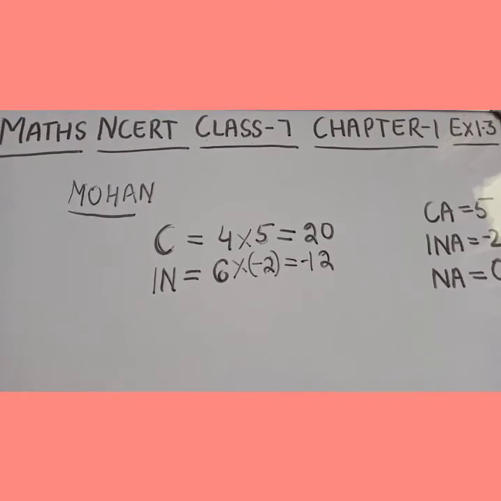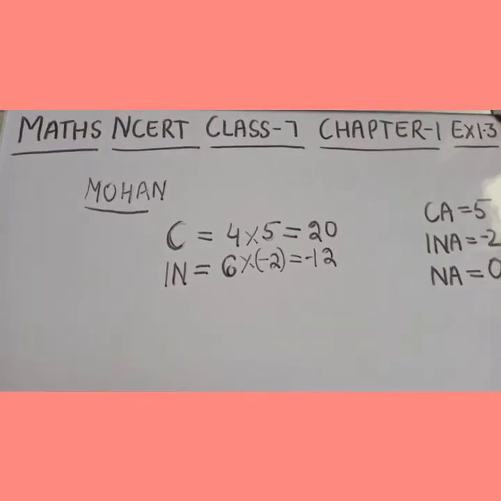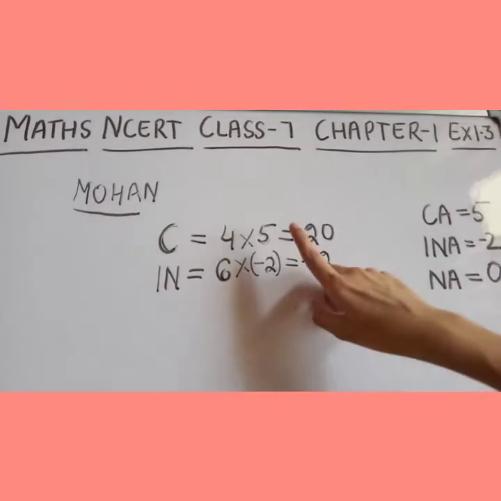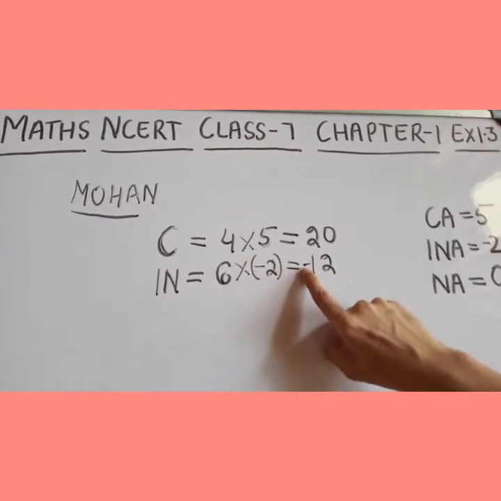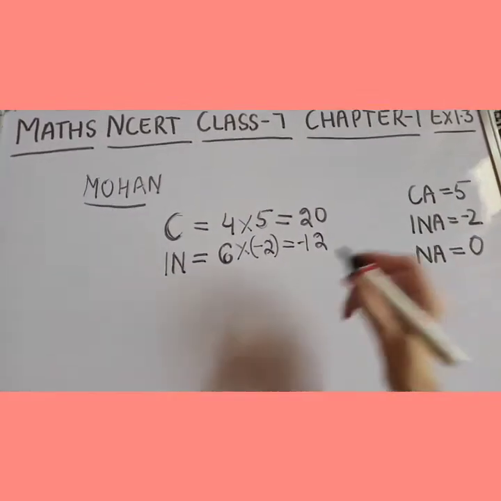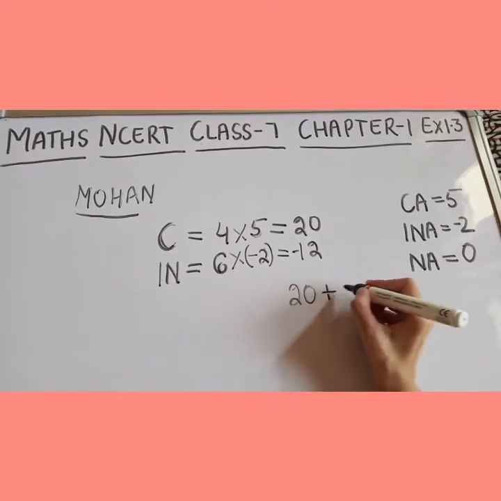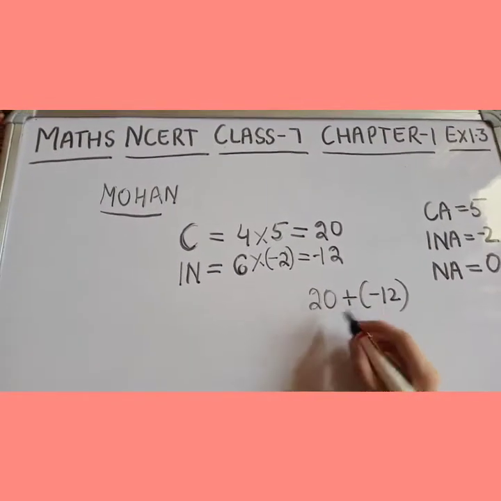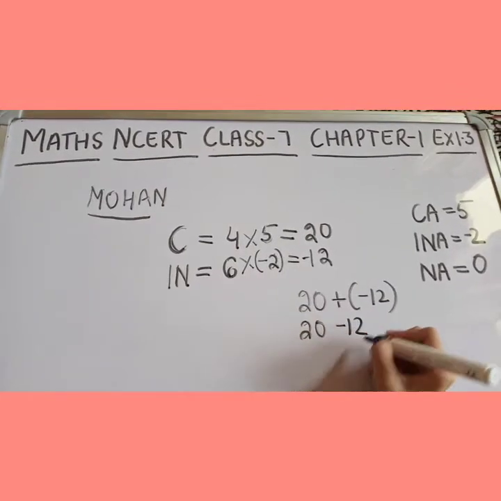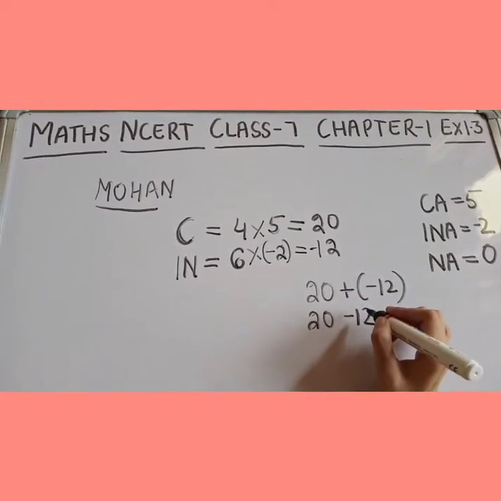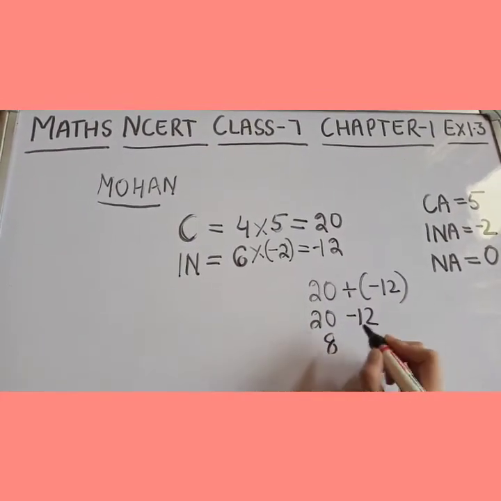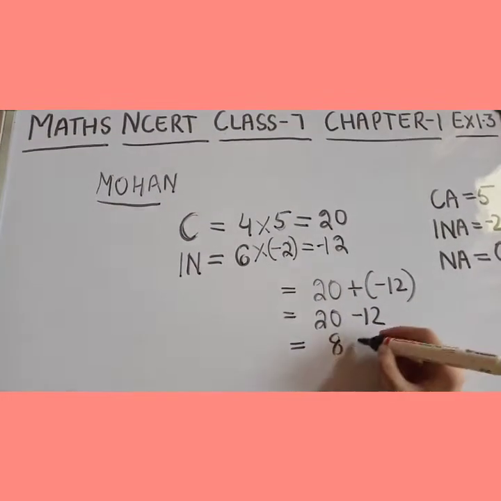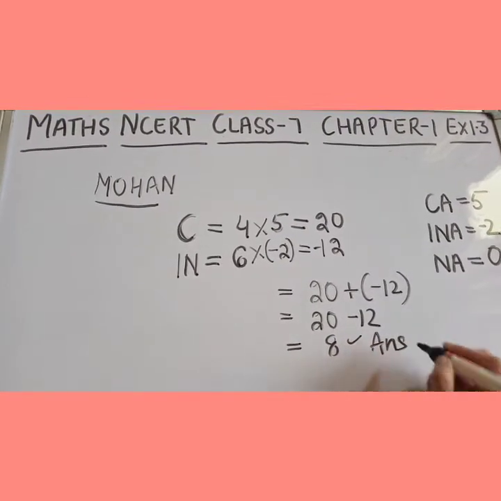Now we have to find out how many total marks he got. For finding out how many total marks Mohan got, we will add 20 plus -12. This is minus sign in front of 12. Now 20 plus minus 12. Now plus minus is minus 12. Now we will subtract them. And we will get 8. Okay, you can see, you can subtract and check. You will get 8 and 8 is the answer.